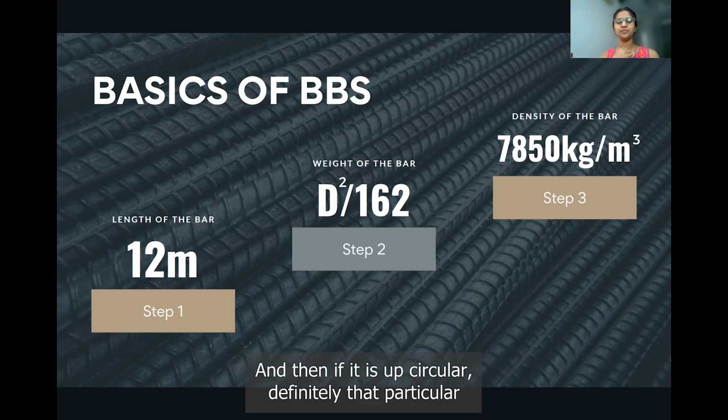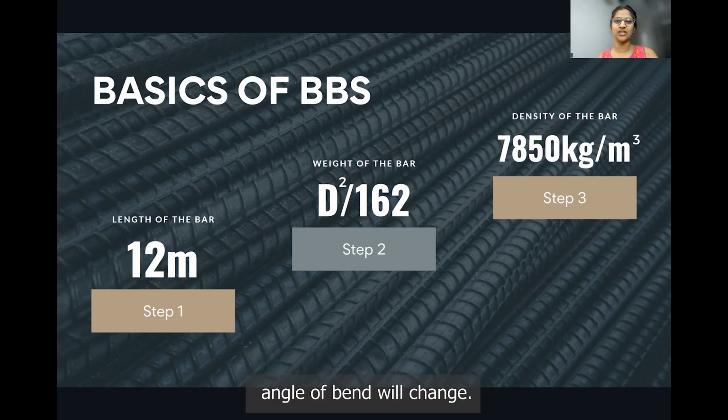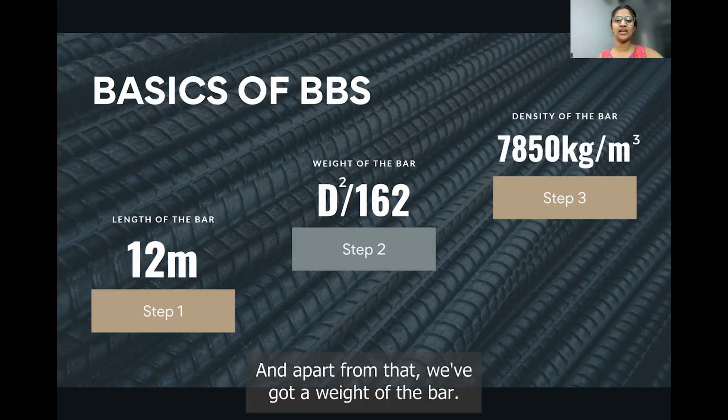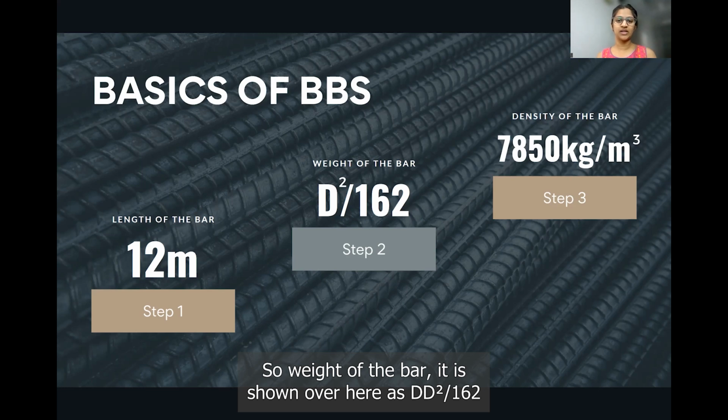And then if it is circular, definitely that particular angle of bend will change. So these various things are what you will have to be considering. And apart from that, we've got the weight of the bar. So the weight of the bar is shown over here as d square by 162.